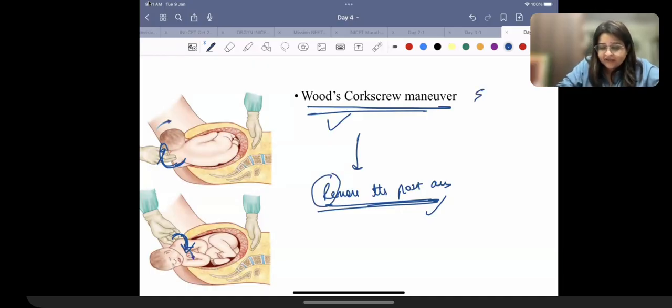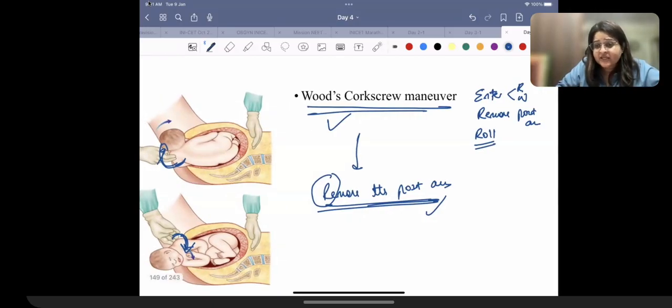So what was E? Enter rotational maneuvers. In that, Rubin and Wood's corkscrew. Second is remove the posterior arm. Third is roll on all fours. That is the Gaskin's maneuver. Nothing under GA. You don't have time. This is happening in the labor room. In seconds to minutes, you have to do this. In fact, the guidelines say that for every maneuver you should not spend more than 15 to 20 seconds. Okay, because the longer you wait, this baby is going to get hypoxic and can die.